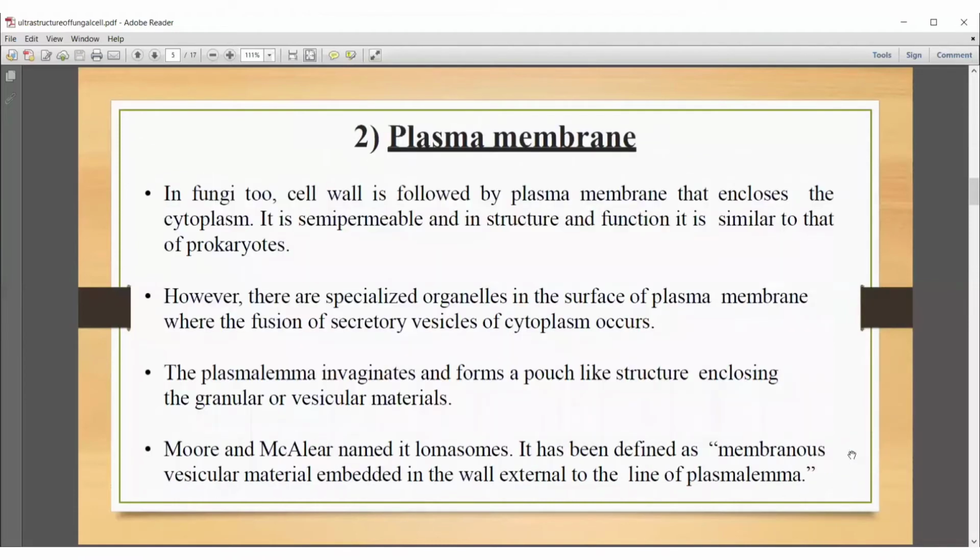Next is the plasma membrane. The plasma membrane is the layer after the cell wall, that encloses the cytoplasm. It encloses the cytoplasm. It is semi permeable, a selective permeable membrane.